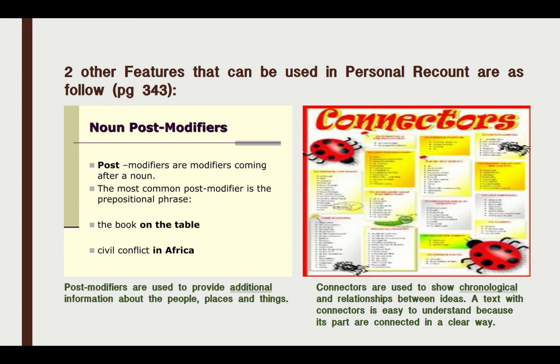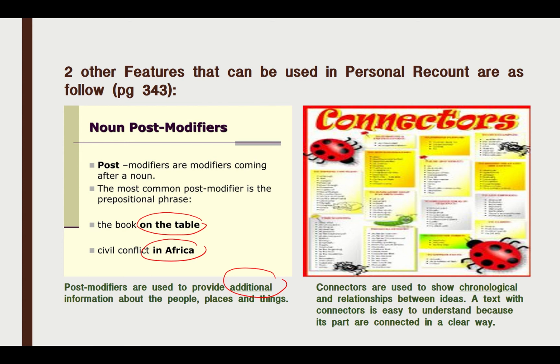Alright, so basically what are noun post modifiers? They provide additional information about people, places, and things. Now let's look at the example given. The book on the table. It's referring to that particular book which is on the table and not any other book. As for the second example, civil conflict in Africa. This shows that it is only talking about the conflict happening not anywhere else but only in Africa.